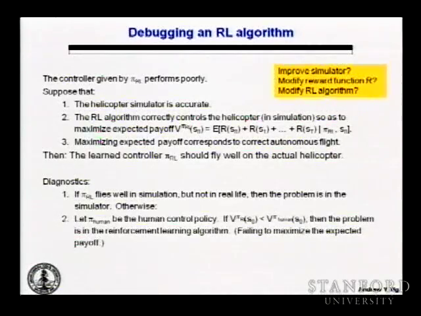And so, if this condition holds true, where my mouse pointer is, for those of you watching online, not sure you can see this, but this is V pi subscript RL of S0 less than V pi subscript human of S0. If this holds true, then that suggests that the problem is in the reinforcement learning algorithm, because the human has found a policy that attains a higher reward than your reinforcement learning algorithm. So this shows that your reinforcement learning algorithm is not maximizing the sum of rewards. Right?